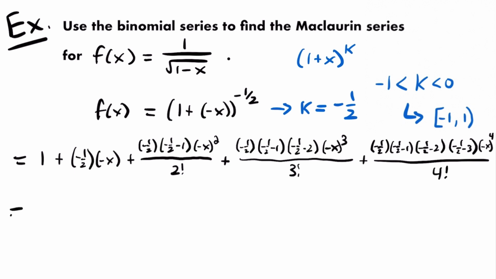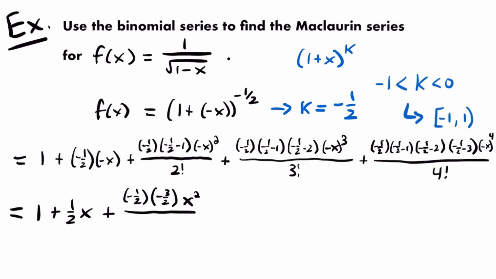So if we do that, this will be equal to 1 plus -1/2 times -x. Those negatives will cancel out, so we're just going to have plus 1/2 times x. All right, and then we'll add that to -1/2 times -1/2 minus 1. That's going to be -3/2, right? 1 is the same as 2/2. So -1/2 minus 2/2 will be -3/2. And then we have -x squared. That's just going to be x squared, right? When you square a negative value, it becomes positive. So we just have x squared there.